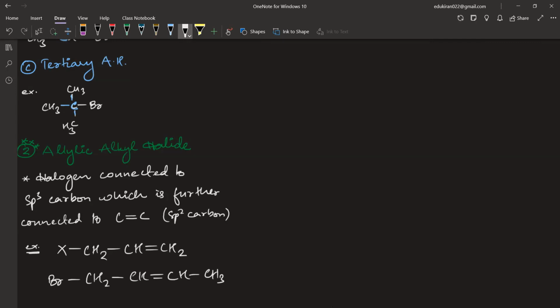All of you understood this? Yes or no? Please tell me. Allylic alkyl halide. Is it clear? Yes or no? Please tell me. Can you explain again the allylic case, halogen atom? Can you please read this? Read it out loud now.